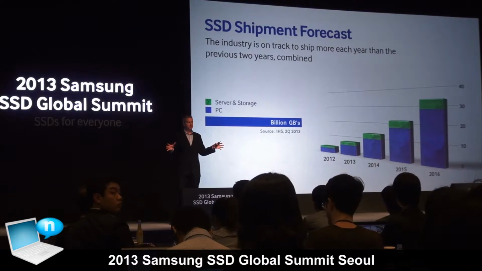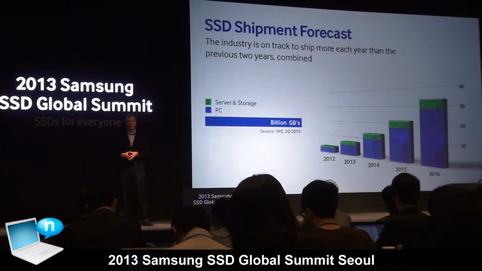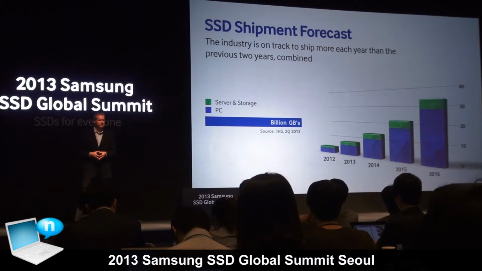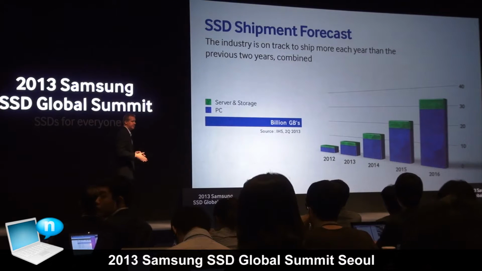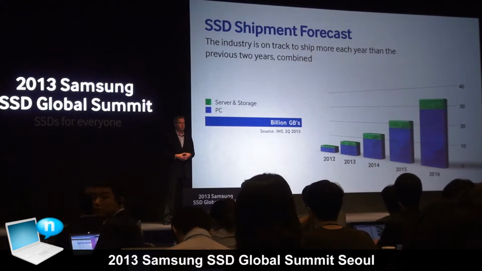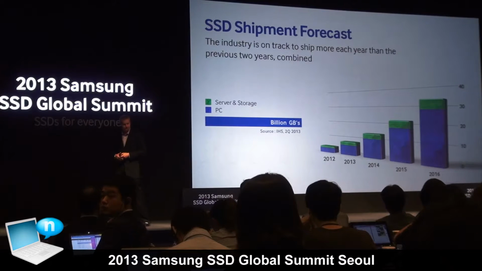You can see there's a nice mix of PC in blue, as well as server and storage in green. If you want to quantify this in terms of units, most market analysts have that number for this year pegged between 60 and 70 million SSD units. So again, I would use the term critical mass to sum up where the industry is in terms of SSD adoption at this point.